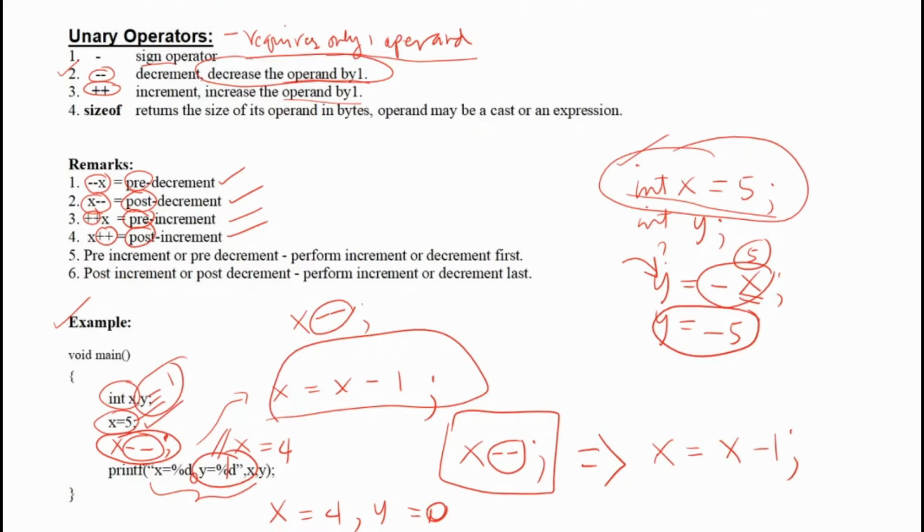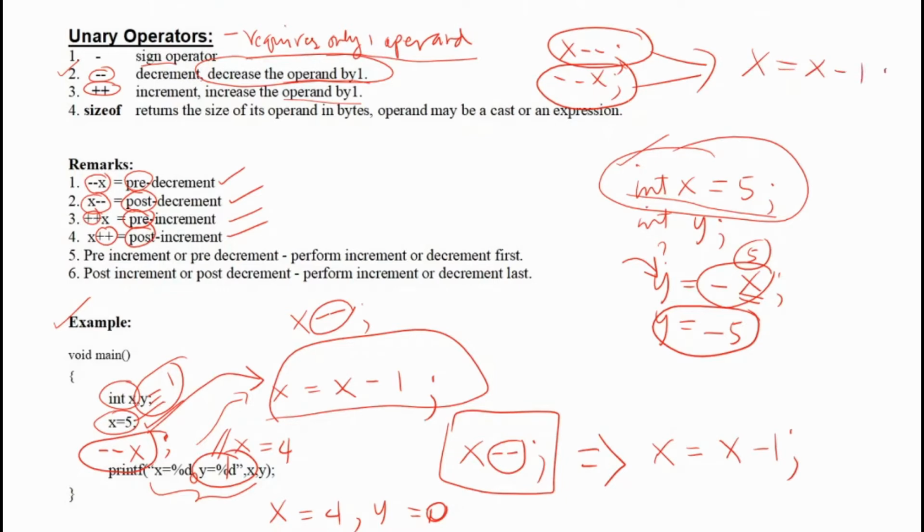Now, the same is true if this is a pre-decrement. If the decrement is before the variable x, the effect of that is just like this one, the same as that. You decrement x by 1. So the post-decrement, which is this, and the pre-decrement, which is that statement, have the same effect, and that is to decrement x by 1.